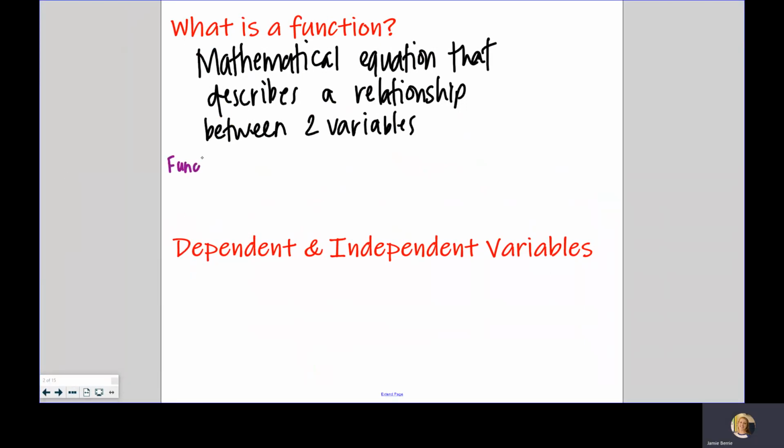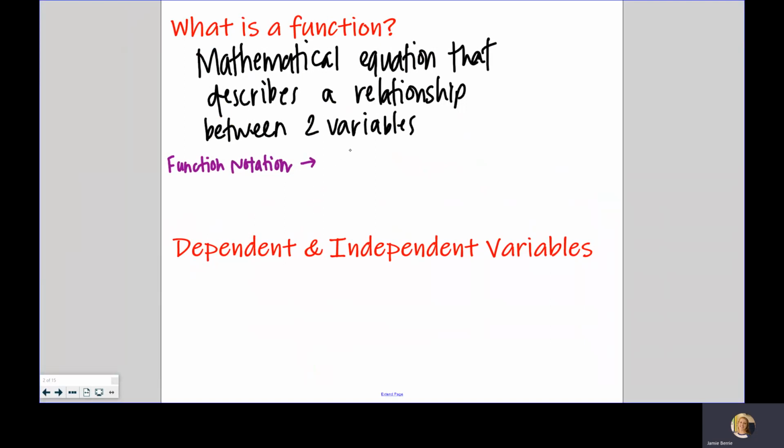So function notation. Functions are special. They're sort of like special equations. And since they are special, they have special properties. They follow special guidelines. And so we need some way to show that we are dealing with a function, and some way to differentiate it from a normal equation or a normal relation. So we use function notation to do that.